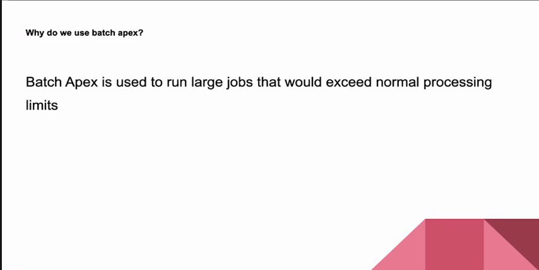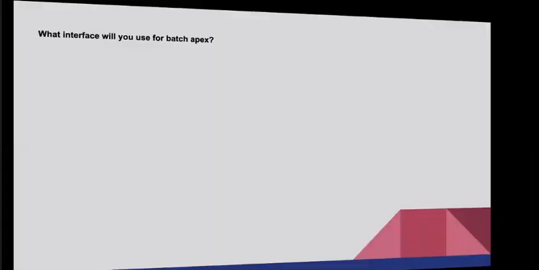Why do we use batch apex? So batch apex is used when we are talking about a large chunk of data. You can say thousands or millions of records. So that is the time when we use batch apex. Correct. Basically, normal apex has some limits, so for huge data, we go for batch apex. Yes, that's correct. Thank you. I'll go for the next question.